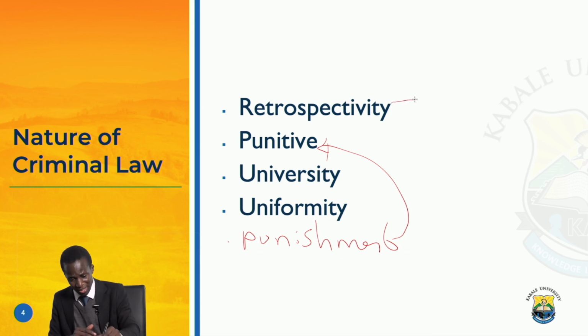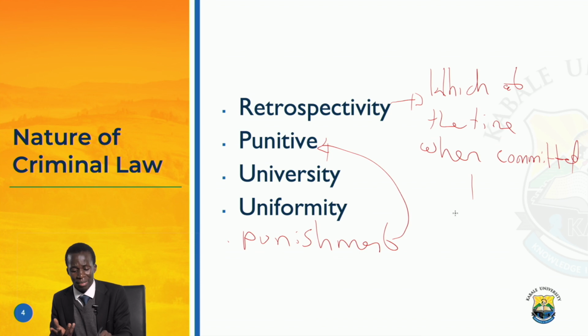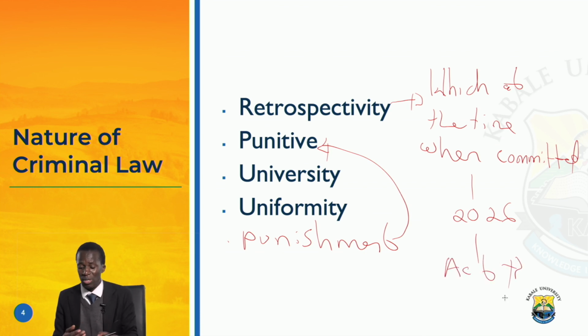We will talk about retrospectivity. That means no one should be punished for a crime which, at the time when they committed it, wasn't a crime. At the time when they committed it, that act was not a crime. So here what we need to appreciate is that if a law is made, let's say in 2026, and the law criminalizes any act, say stealing mangoes is bad, or that using Facebook is bad, that particular law will only begin applying after that year, 2026. And that's what we mean by retrospectivity.